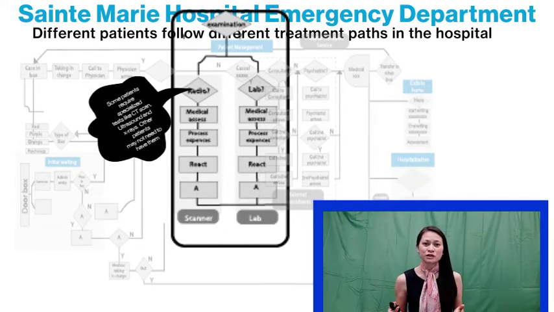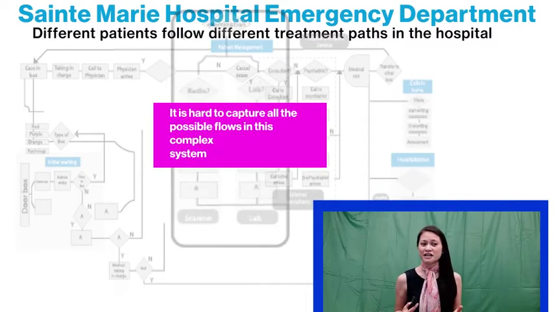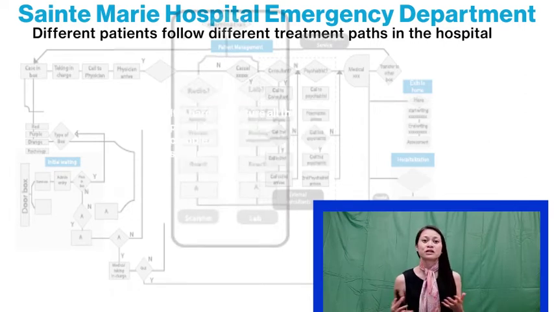Some patients may require certain specialized tests like CT scans or ultrasounds and x-rays. Others may not need to have them. It's really hard to capture all of the possible flows going through this really complex system. And so we can think about taking a model, but do we need to model every single path, every single patient? The short answer is no.